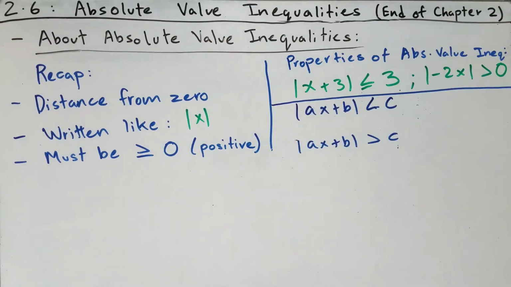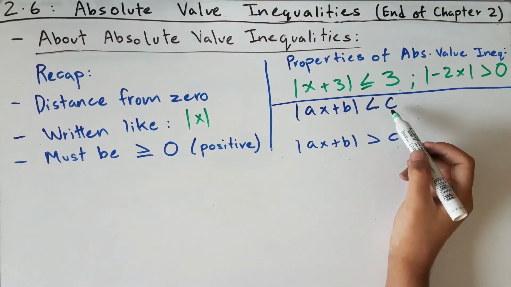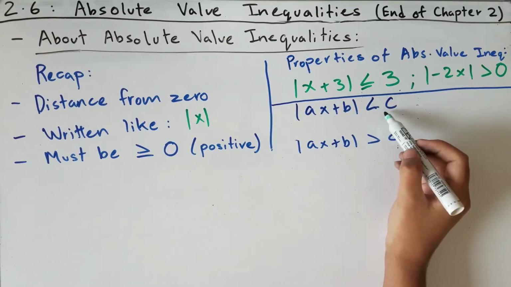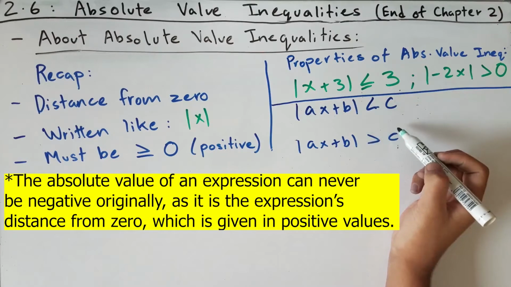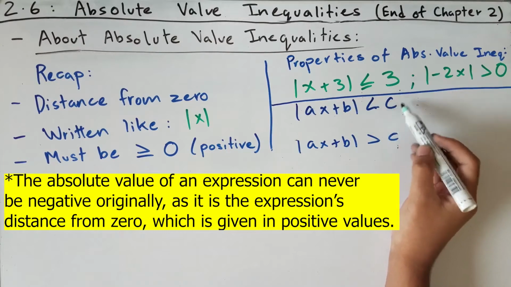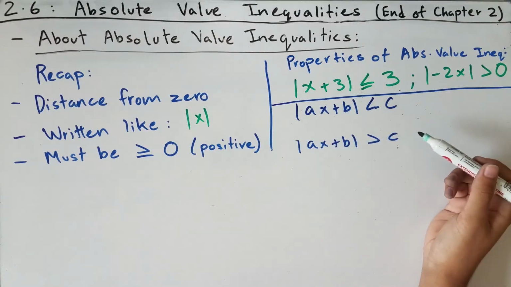So let's say that you have the inequality, the absolute value of ax plus b is less than c. In this case, I can see that I have an inequality sign equal to some number that we don't know, which is c. To solve these inequalities, we have to make sure that c is not a negative number, or else you can't solve the inequality. So what would this inequality equal when you solve it?